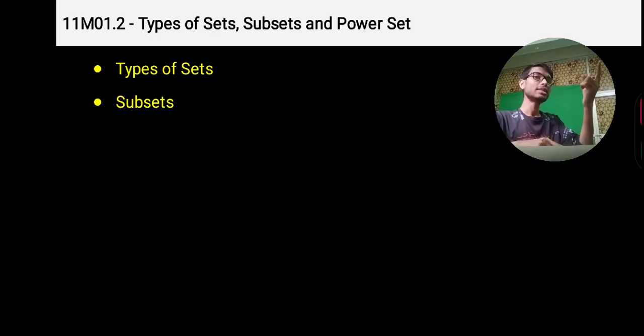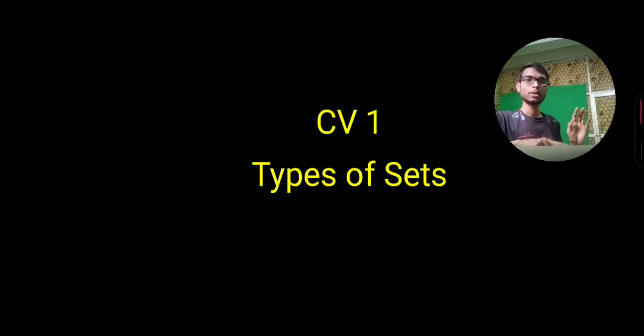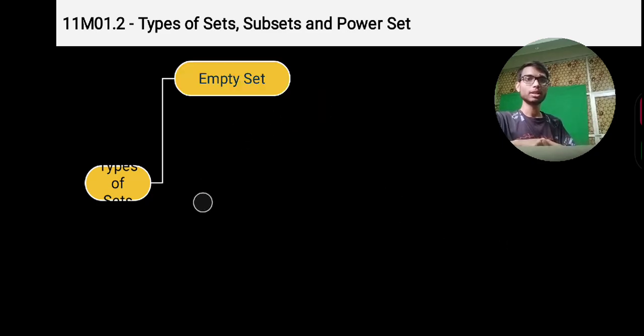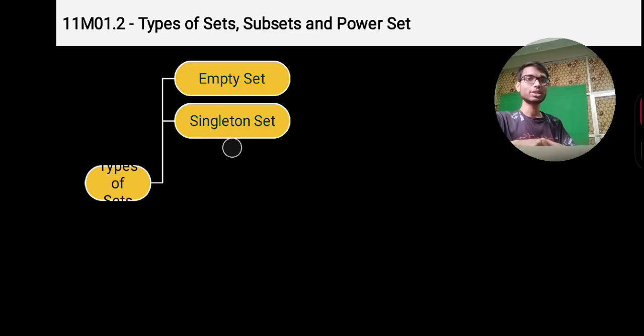It can be defined in other words. Okay, subset can be defined in other words. Power set, we have two sets. Right now we have two sets, subsets, power set. So first, types of sets.